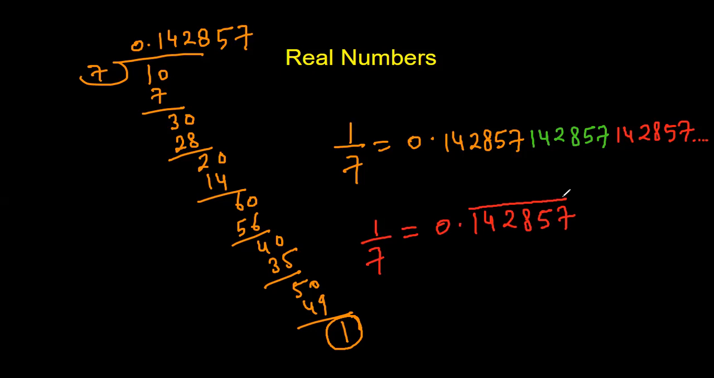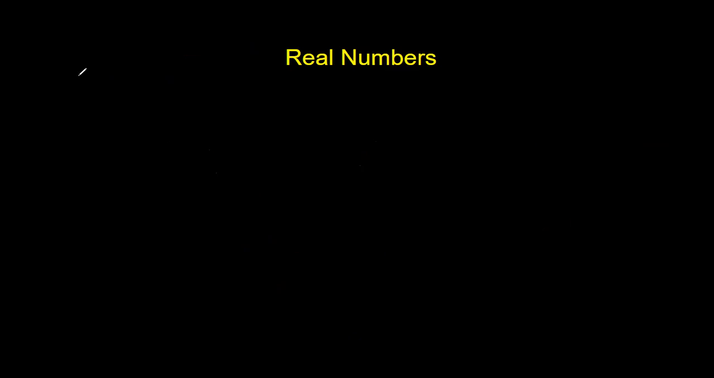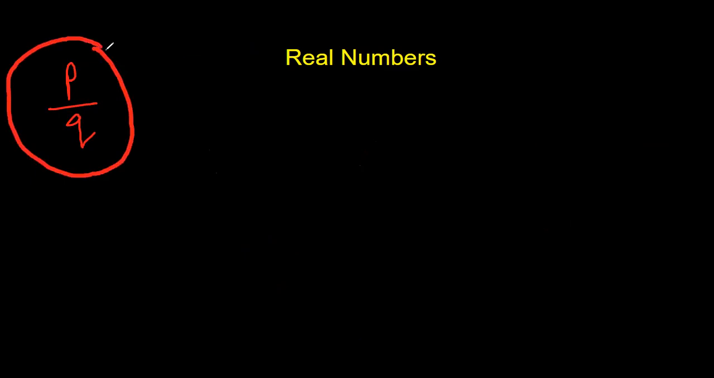But the important thing I want to mention here is that all these numbers which can be written in the form of P by Q have one thing in common. There are only two cases of what is happening in P by Q form, where P and Q are integers.